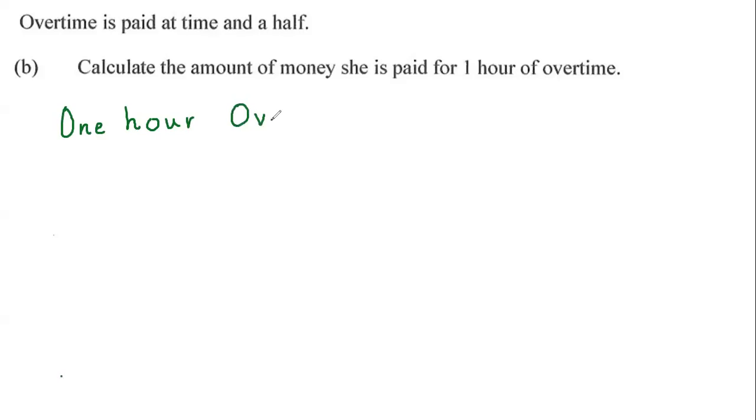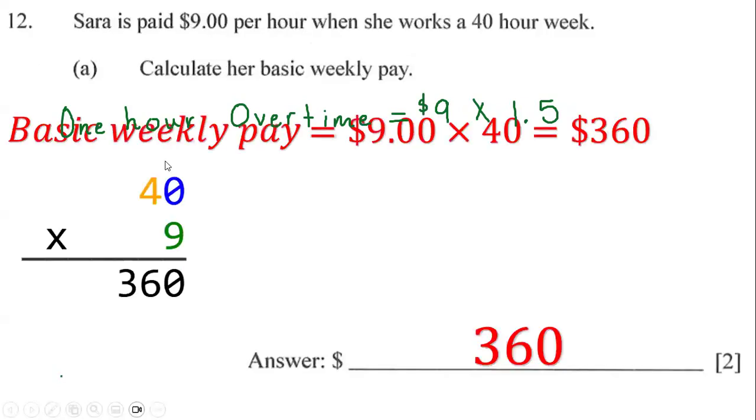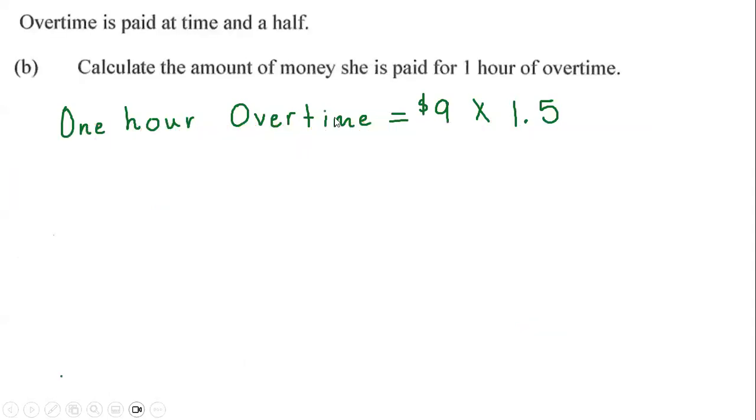1 hour of overtime is going to be... should I put 9 or should I put 360? It's going to be 9 multiplied by 1.5. So you take the hourly rate. Now somebody say, Mr. Biddy, where you got the 9 from? My answer to you would be, we got the 9 because it says here that she is paid $9 per hour. So it means that's going to be 9 times 1.5.